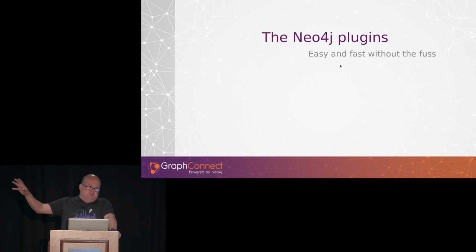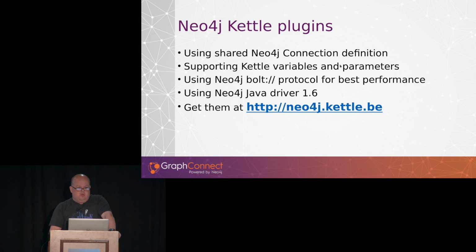So you just take Community Edition and download the plugins. We are using a shared Neo4j connection definition, and you can use variables, and you can encrypt the passwords. There's a lot of Kettle infrastructure that you simply use, right? It uses the Neo4j Bolt protocol and the Neo4j Java driver 1.6. Most of the interactions with Neo4j are done using Cypher. And you can download them on our GitHub project.